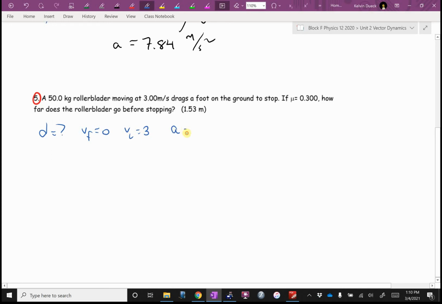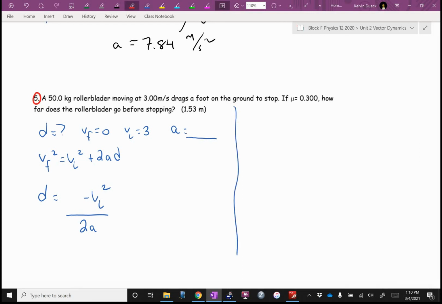You know what? If I knew the acceleration, I could then use VF squared equals VI squared plus 2AD. I can go D equals VF squared minus VI squared all over 2a, not 2d, Mr. Dewick. 2a. Oh, and since VF is 0, really it's just negative VI squared all over 2a. So if I can find acceleration, well, how can I find acceleration? I think this is a job for a free body diagram.